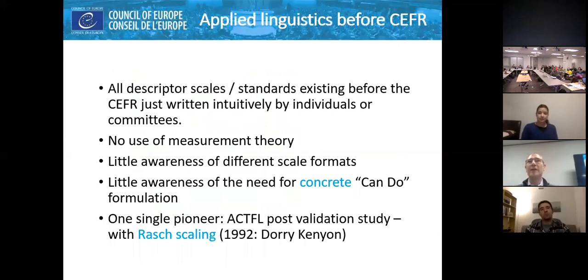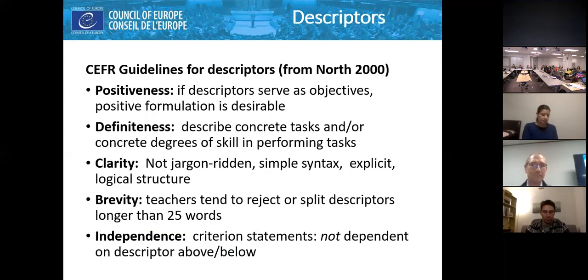So, as I said, before the advent of the CFR, all existing descriptor scales and standards for all subjects were just written by individuals and committees. There was no use of measurement theory, there was little awareness of different formats, and there was little awareness of the need for concrete can-do formulations. There was one single pioneer, whose name is Dori Kenyon, who is nowadays head of the Center for Applied Linguistics in Washington, and is kind of the pope nowadays for the ACTFL scale. He did an ACTFL post-validity study, which he explained to me, which gave me the idea of how to develop the methodology for the CFR.